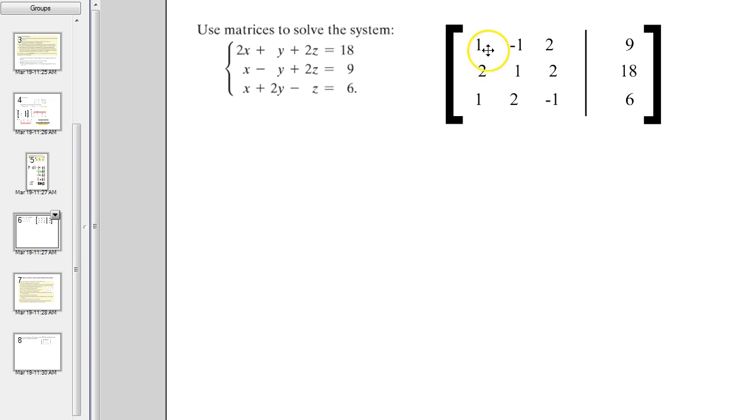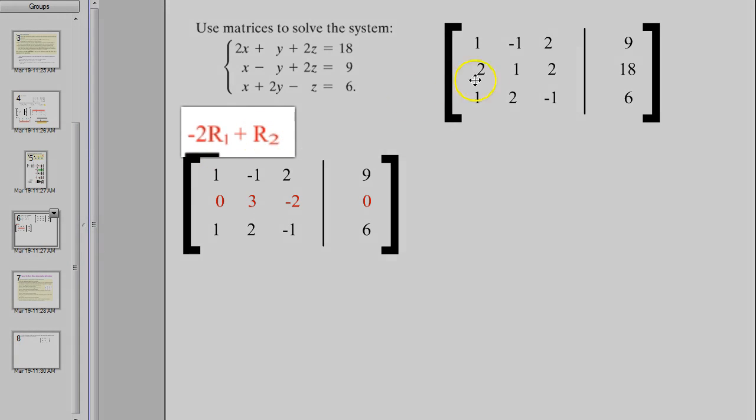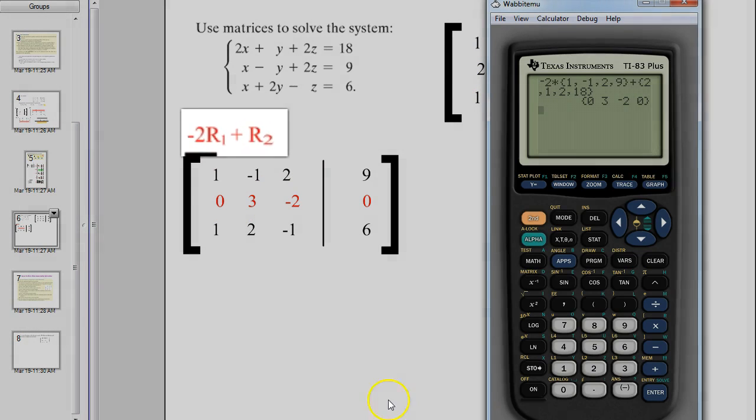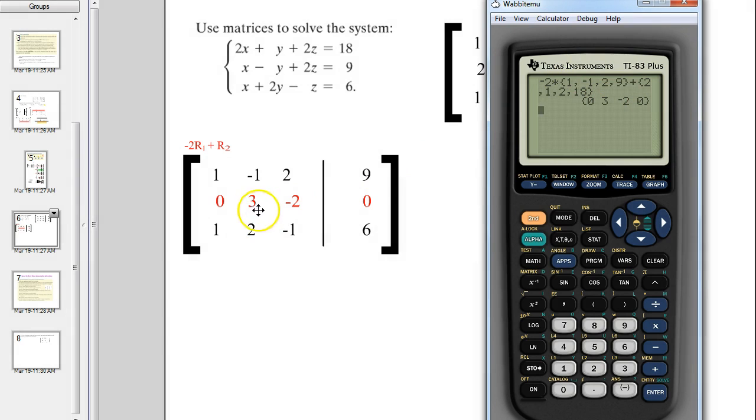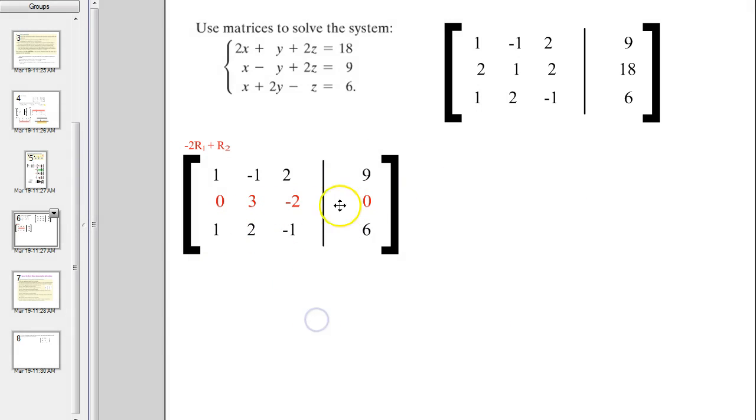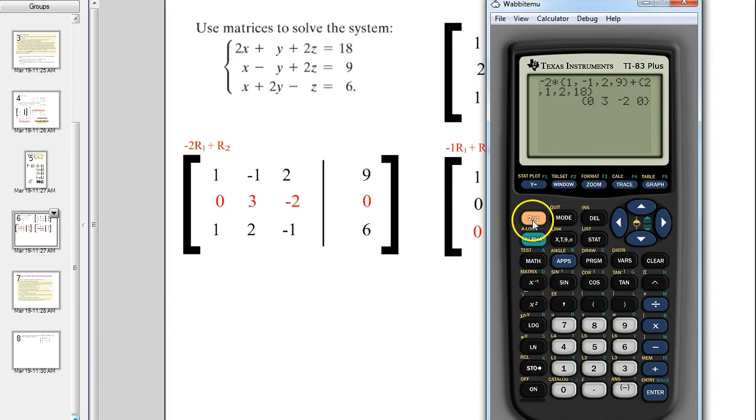Okay, and now I'm going to do row 1 times negative 2 and add it to row 2. All right, negative 2 times row 1 plus row 2. Okay, again, you can do it on your calculator. I get 0, 3, negative 2, 0. So that's what's there. And then I'm going to do the same thing, but this time to row 3. So 1 and 1, I need a 0 here. So I need to do negative 1 times row 1 plus row 3. Again, don't forget your calculator.